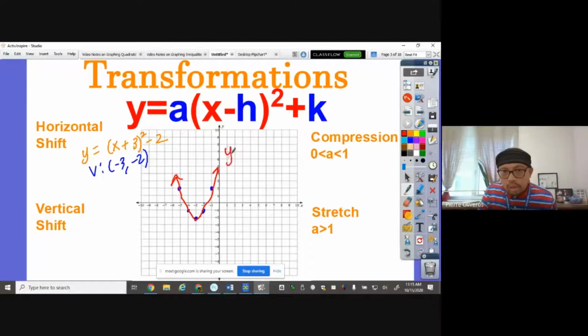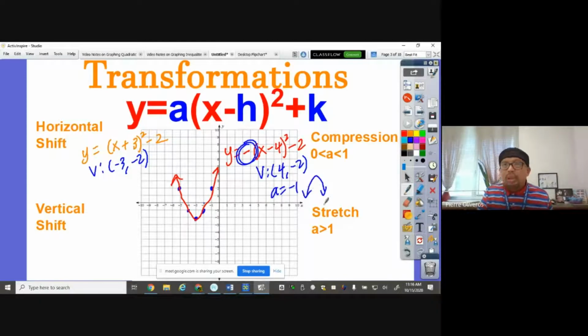One more. What if we include a negative? y = −(x − 4)² − 2. The vertex here is (4, −2). The a here is negative 1. Remember, there's a negative 1 here. That tells us it opens downward. Okay, so in that case, we're going to the right.